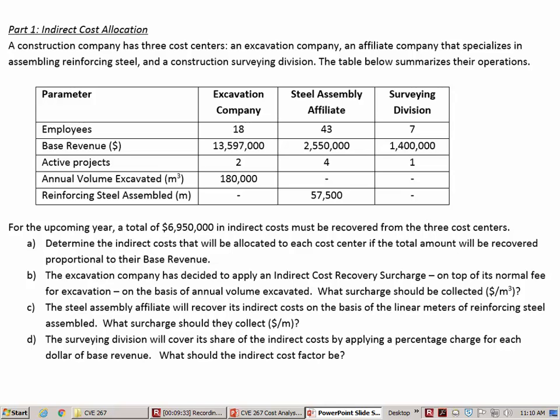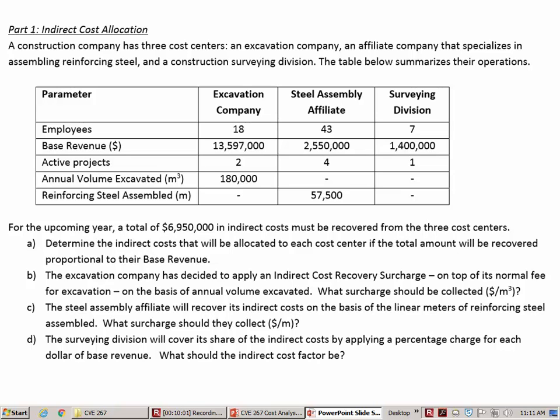But maybe steel and surveying look at the excavation company and say the excavation company is making so much revenue. So maybe we should base recovering the indirect costs on the base revenue, and so on. So there's different arguments to be made depending on your perspective. So for steps A through D, I'd like you to consider how much has to be recovered according to different methods. And I think you'll get the idea as you start working on it.